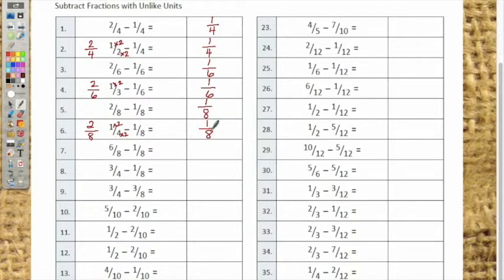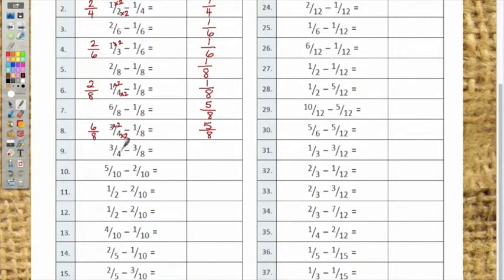Okay? Now we're on 6/8 minus 1/8. 5/8. I wonder if 3/4 is equivalent to 6/8. What do you think? Let's see. So 4 times what equals 8? 2. What's 3 times 2? 6. It was. So they're helping you, aren't they? So 6/8 minus 1/8 equals 5/8.